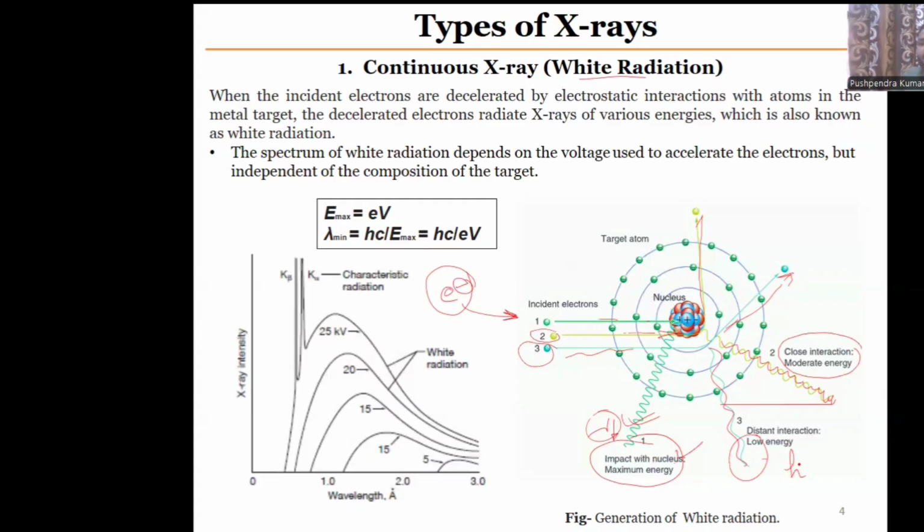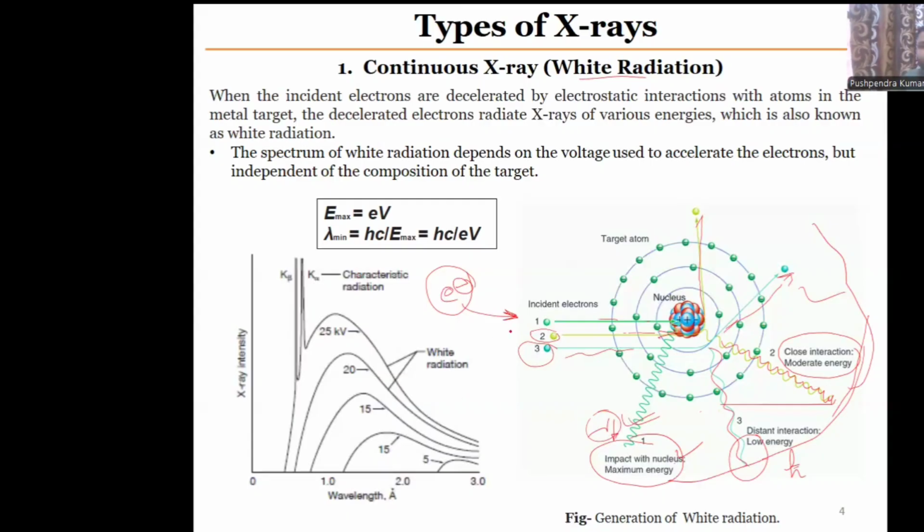So we can say that the X-rays generated by this method contain different wavelengths, and we get a broadband corresponding to the X-rays. This type of X-rays we call white radiation, because radiations of many different wavelengths are present, so it is known as white radiation.